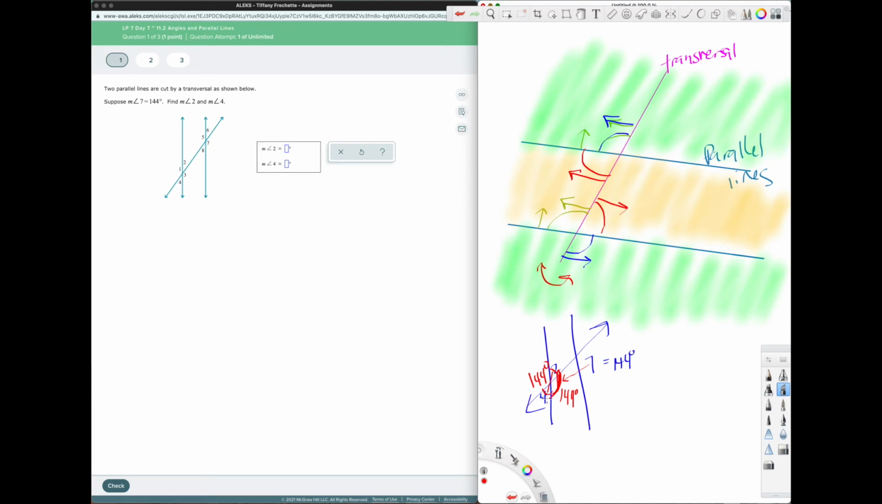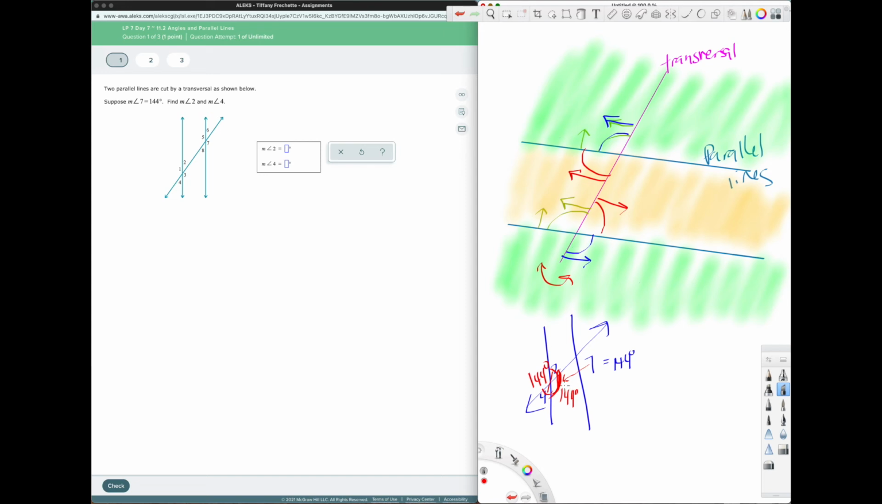So either one would work, corresponding angles or alternate interior angles, and we want to make sure we're making those mental notes. How did I get from one place to the other? Because when we're doing proofs, we want to be able to say, well, why? I know this one's 144 degrees, but why do I know that? I know that because corresponding angles are congruent. Or why is this one 144 degrees? I could say because alternate exterior angles are congruent.